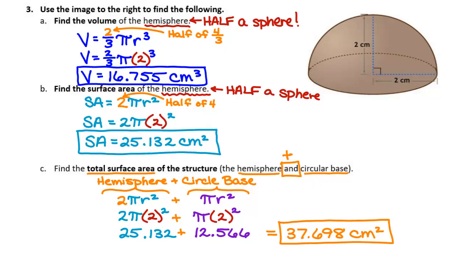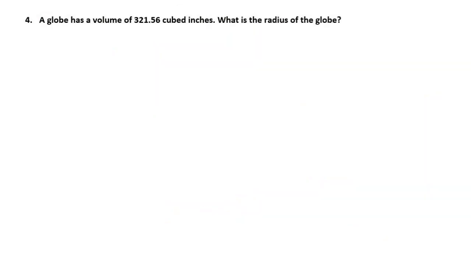All right, we have one final problem to go, and then you guys are going to have some time to work on the homework that is due on Monday. Problem number 4 says a globe has a volume of 321.56 cubed inches. What is the radius of the globe?